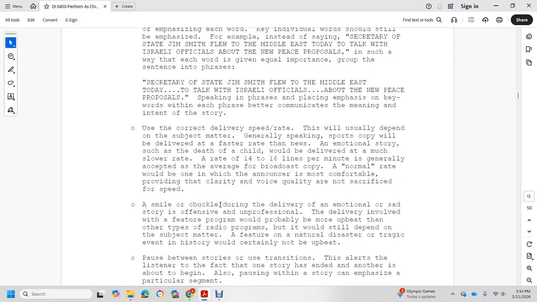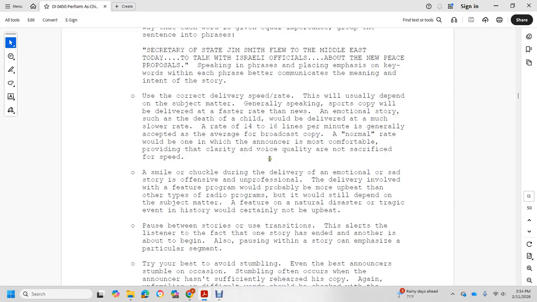a rate of 14 to 16 lines per minute, generally, except for the average broadcast copy. A normal rate is one in which the announcer is most comfortable, providing clarity. Voice quality is not sacrificed for speed. A smile or chuckle during the delivery of an emotional or sad story is often unprofessional. Delivery of a feature program will probably be more upbeat than other types of radio programs, but it would still depend on the subject matter.